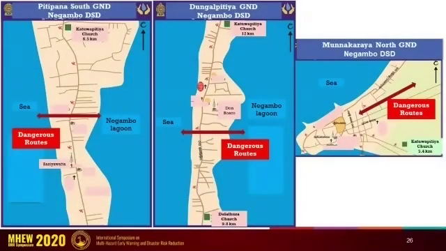So these are some maps showing how dangerous the routes are and the distance from the evacuation village to the evacuation center.